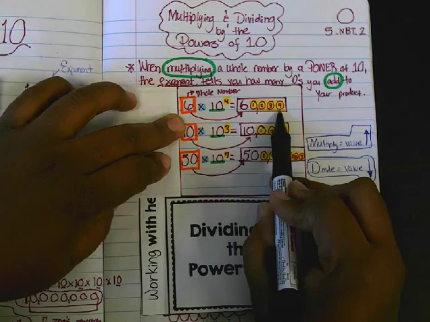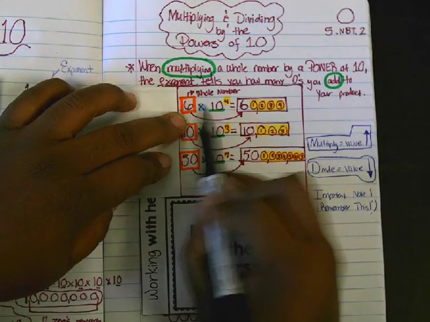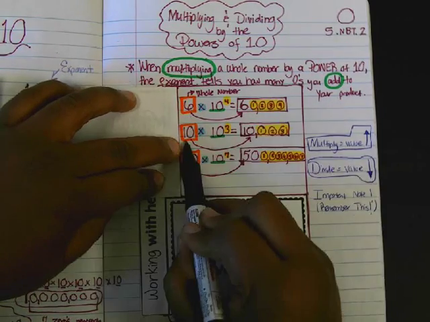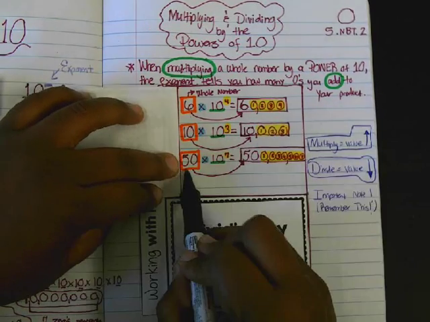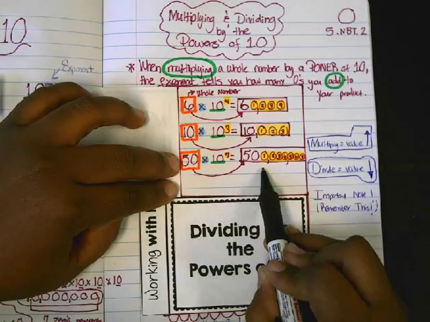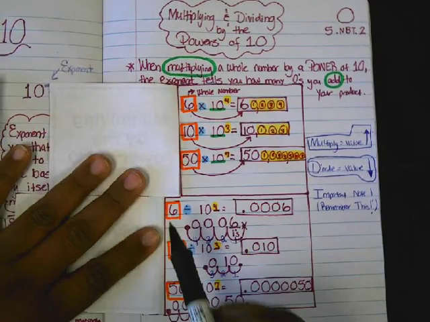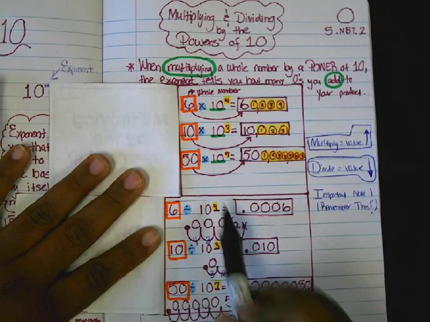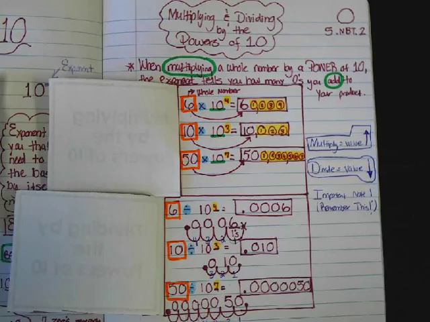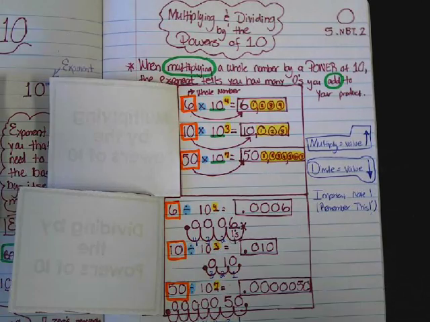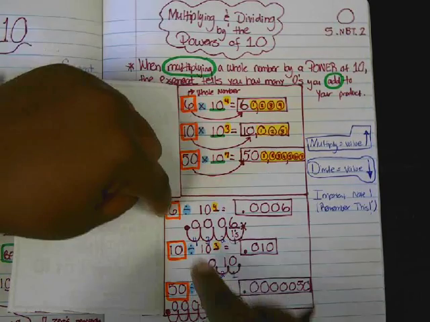You're multiplying. So see how I went from a whole number of 6 to 60,000, a whole number of 10 to 10,000, a whole number of 50 to 500 million. Same thing right here. I'm dividing those same whole numbers by the same powers of 10, but the only difference is I am dividing. So my quotient is going to be smaller in value compared to when I multiplied by a power of 10.